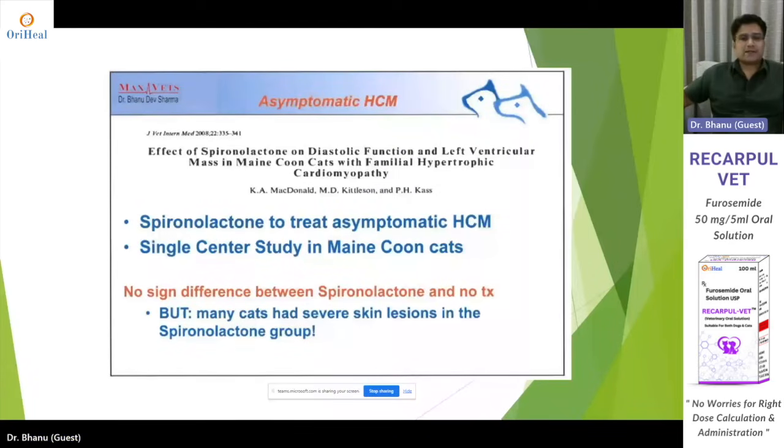So asymptomatic HCM, this is another study in which spironolactone was used to treat asymptomatic HCM. And again, there was no difference between spironolactone and no treatment. In fact, a lot of cats which are on spironolactone can develop these skin lesions. So spironolactone, I don't use in cats because these skin lesions can develop because of this drug. And at my practice itself, I have seen 2-3 cases where there were skin lesions after initiating spironolactone therapy.